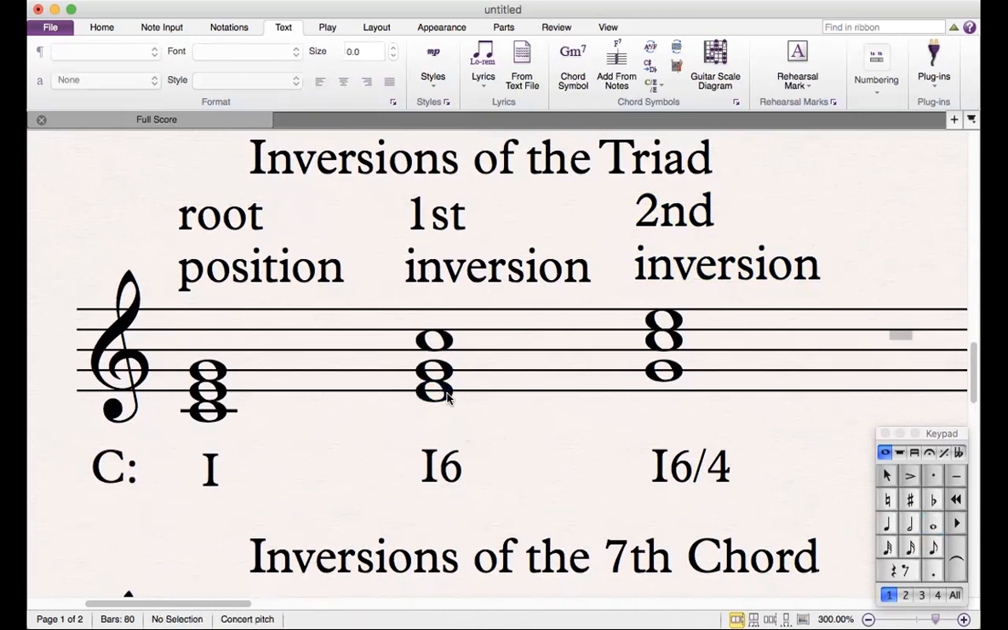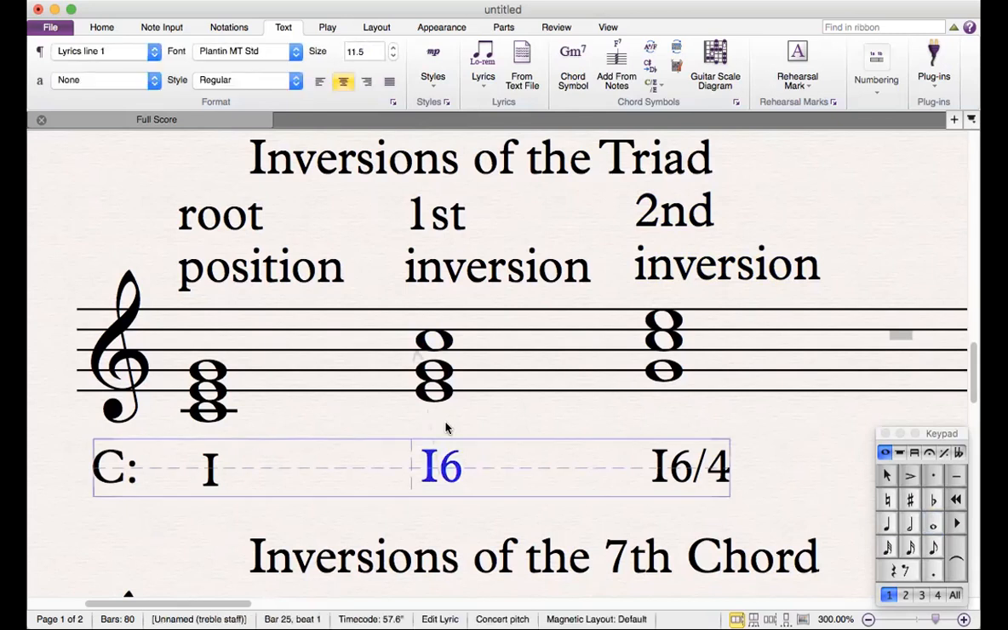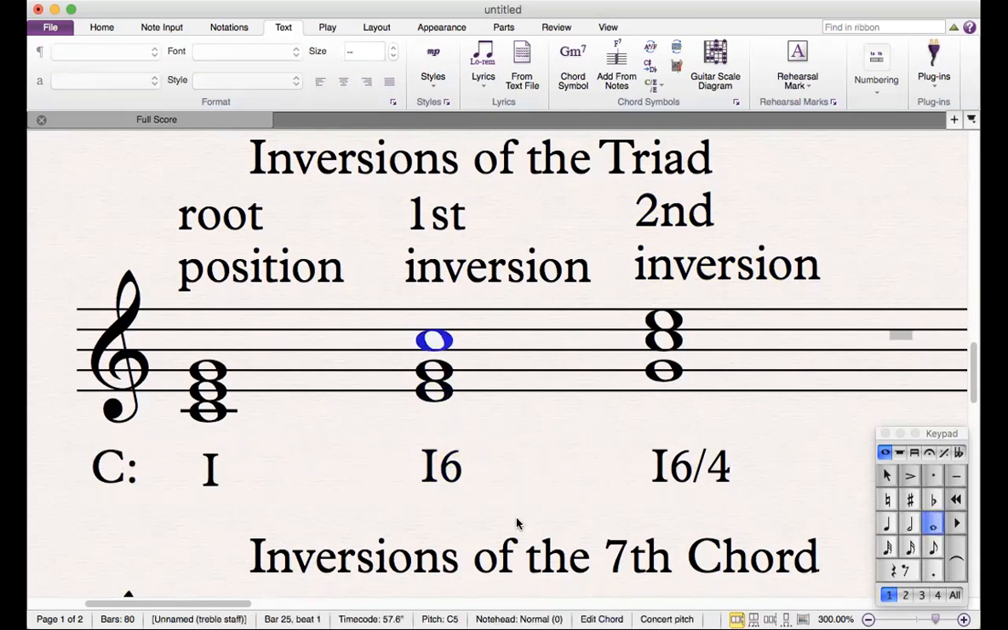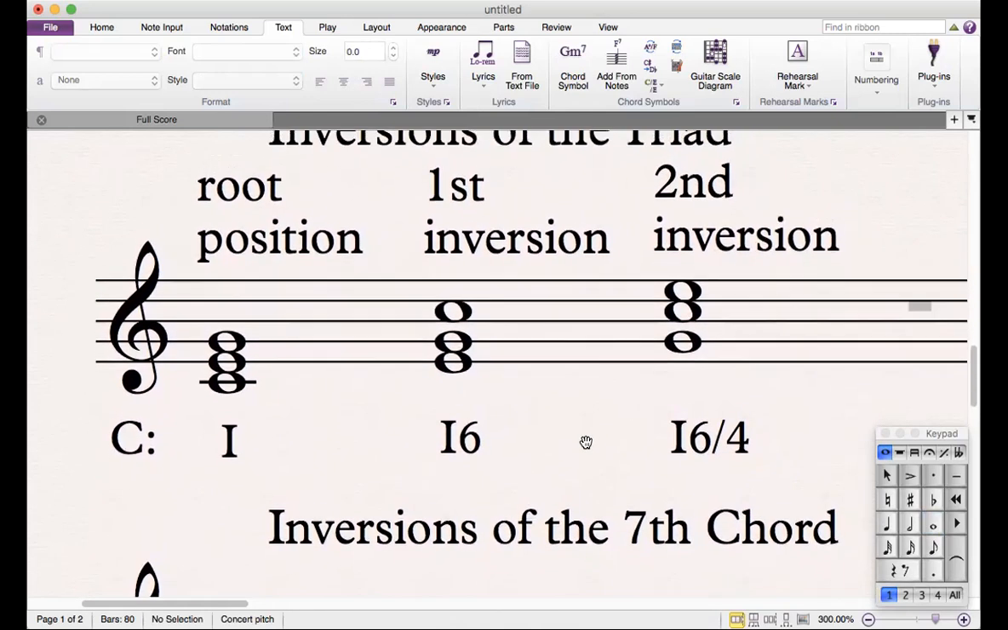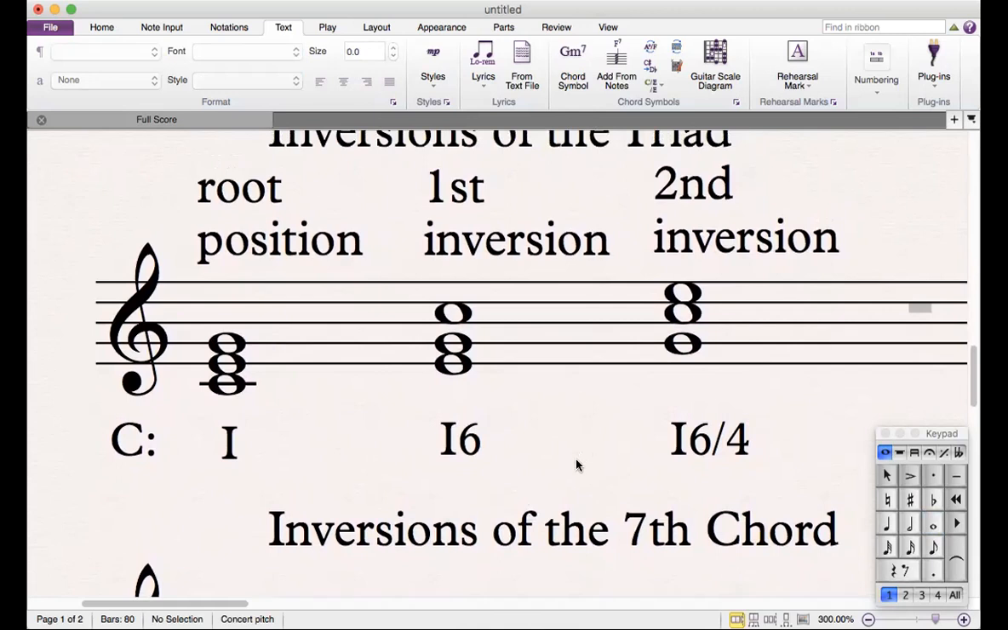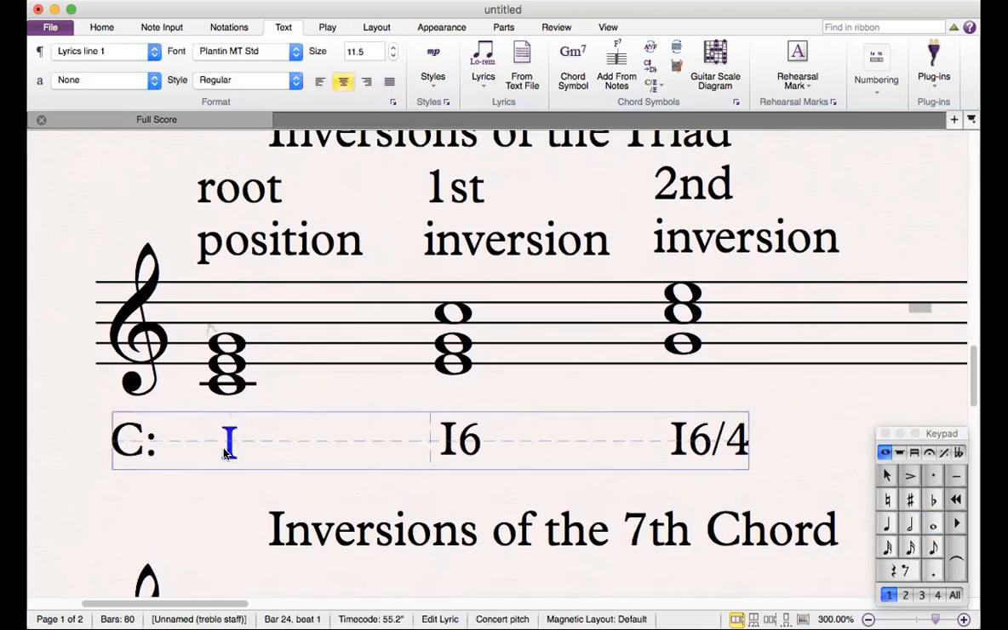So the distance between E and G is a third. The distance between E and C is a sixth. So this is a shorthand way of saying, okay, so there's that sixth. Okay, that labels it as first inversion. Okay, some books will be super thorough and they'll say 6/3. I think this is just confusing because it's an extra thing you have to remember. But some textbooks will go through that and give it the full distinction. So you could say this is a 1/5/3 chord. You could say this is 1/6/3.